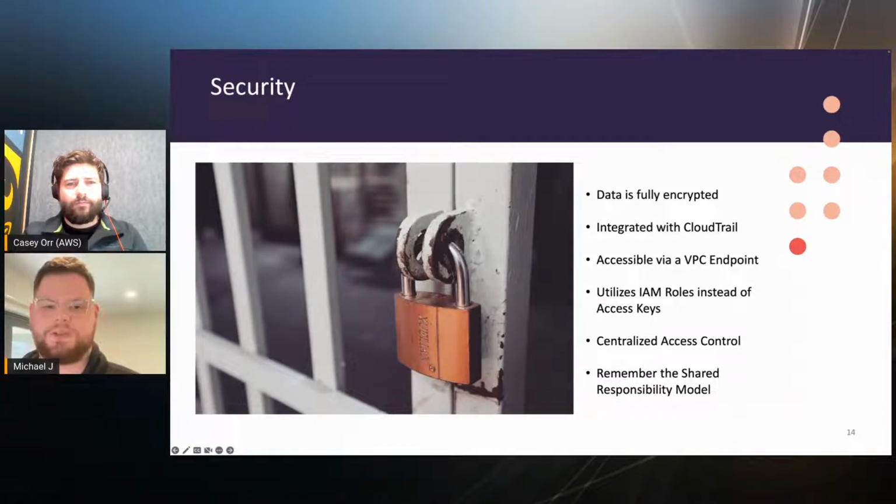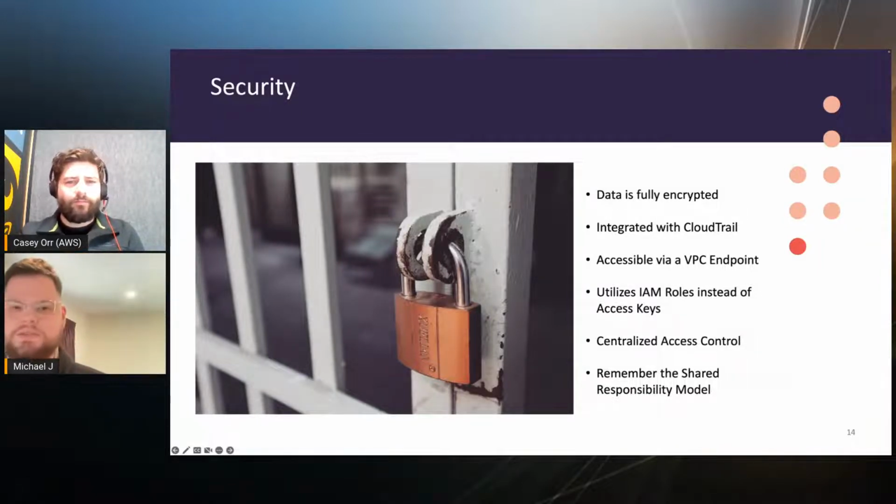It's also accessible via a VPC endpoint. You can set up a PrivateLink endpoint to access the Grafana APIs, but it is your responsibility to secure that endpoint. A really big point now is that it uses IAM roles instead of access keys. This makes Grafana a very good choice for any organization that wants to visualize any data from AWS.